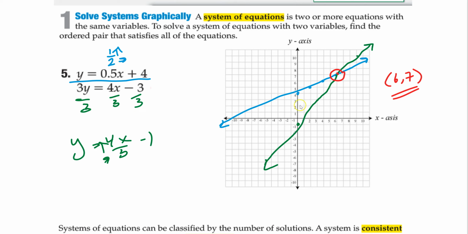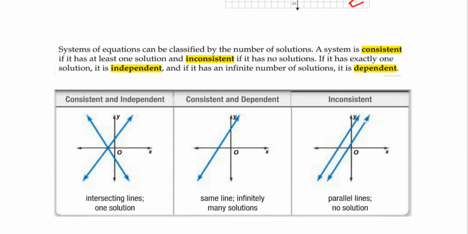Now with that in mind, we can see that they cross and we have a solution. Sometimes we graph and we have no solution, when they don't cross, they're parallel, and sometimes we graph and they're actually the same line. All those things have very specific names. That's what the next part is.